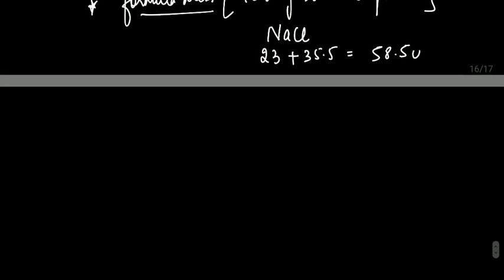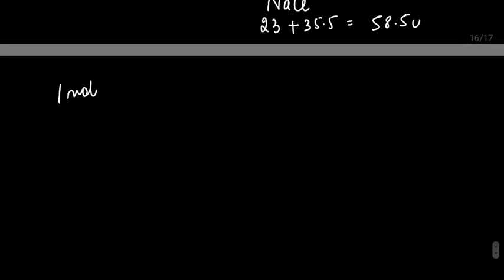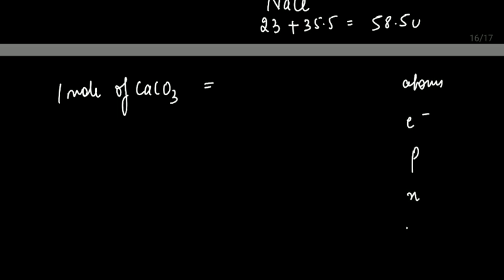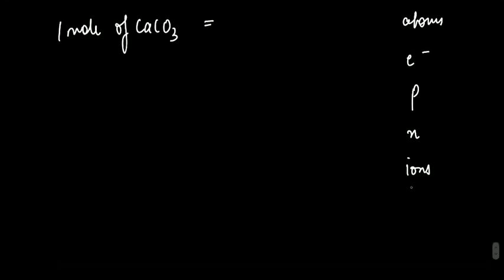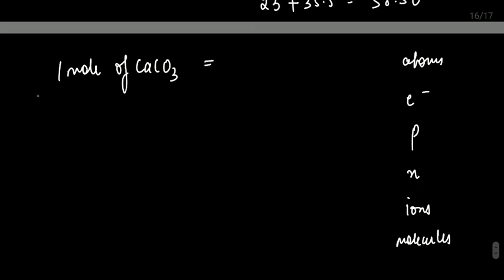Now moving ahead, we are going to understand how many atoms, how many electrons, how many protons, how many neutrons, how many ions, how many molecules are in 1 mole of calcium carbonate. All these things we need to understand for 1 mole. When it comes to atoms, go back to what I made you understand about atomicity. In the mole concept, you are not just dealing with the Avogadro number or the molecular mass, you are dealing with the actual number of atoms also.